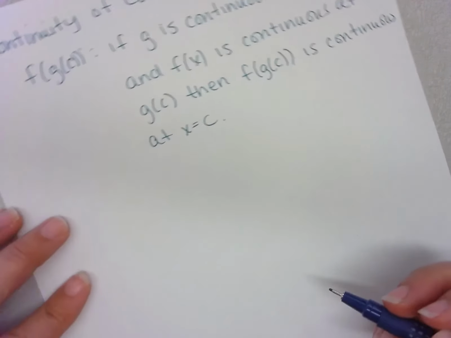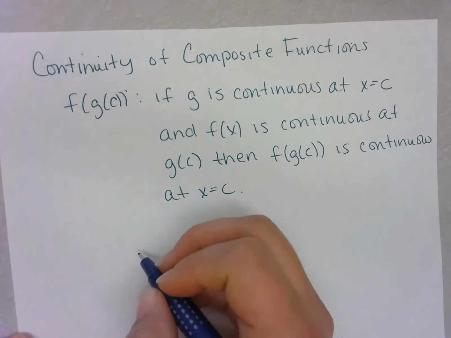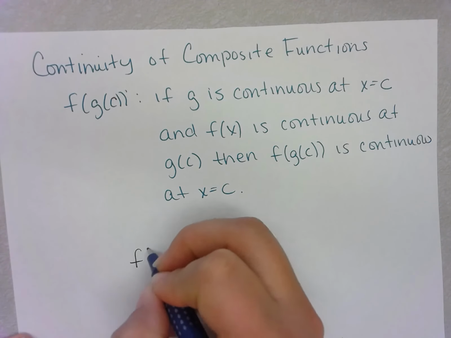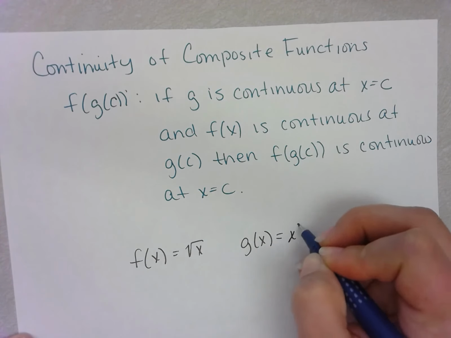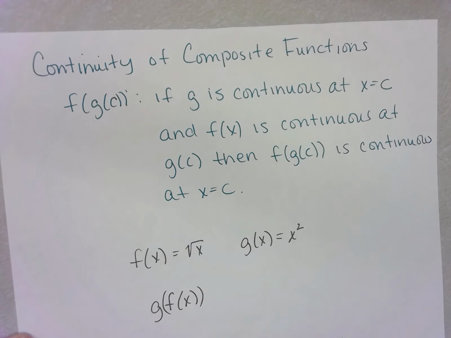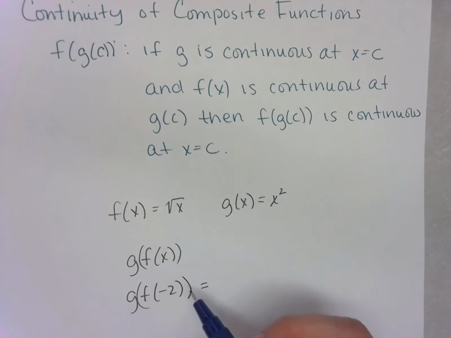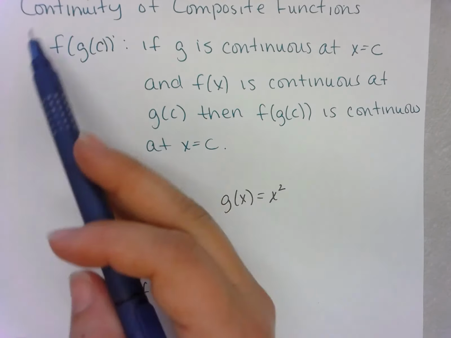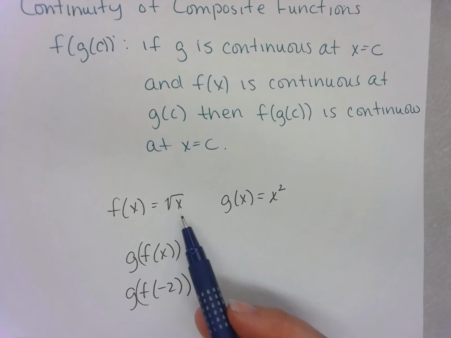Okay, one of the examples that we did, it wasn't necessarily about continuity, but it was in the composition of functions before. If f of x is the square root of x, and g of x is equal to x squared, then if I did g of f of x, this is an example of where it wouldn't be continuous. If I did g of f of negative 2, this would fail my statement up here, because f of negative 2 is not continuous there, and so this would fail.